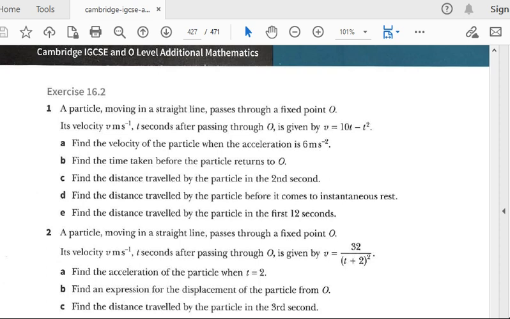Students, in the last lecture we did exercise 16.2 till question number 7. Today we are going to do some more questions of this exercise. The topic of this exercise is applications of integration in kinematics.